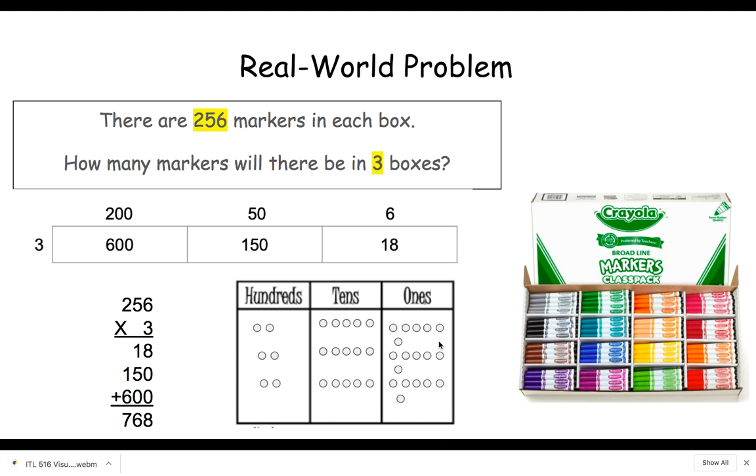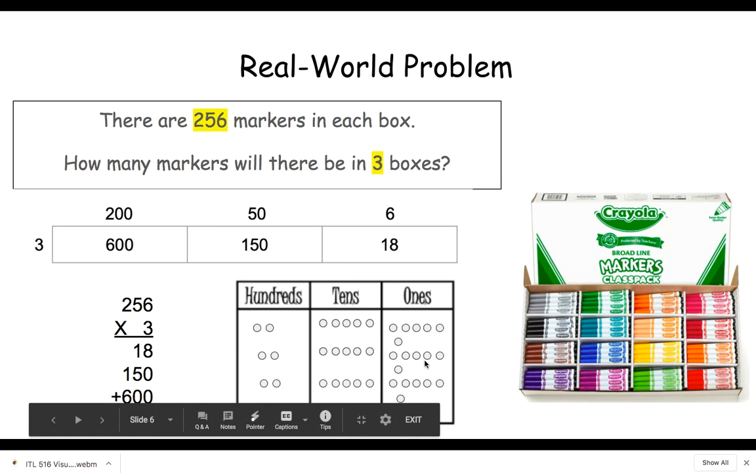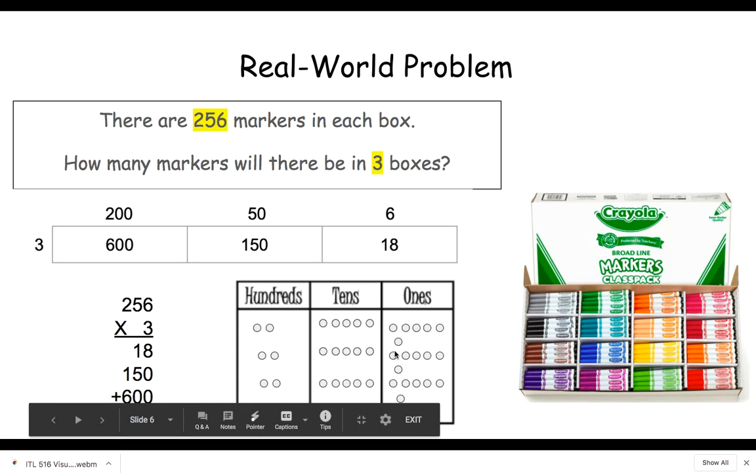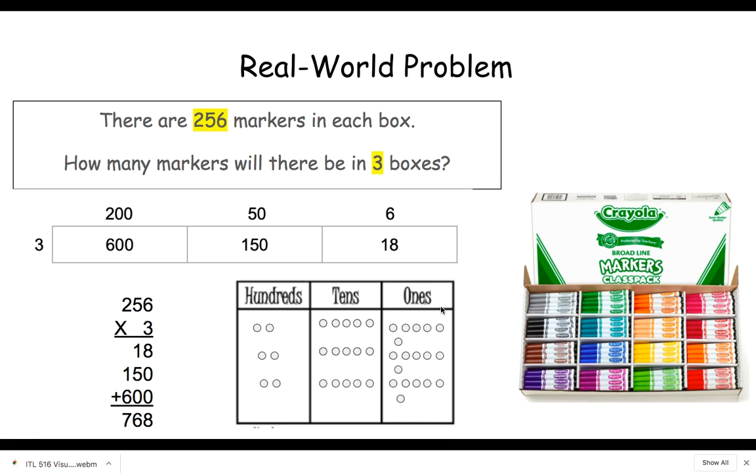Remember to regroup every time you have 10. You need to bundle it up and move it to the left to the next place value chart. So for example, right here, I would have 18 ones. I can regroup 10 and move it over. And then I would have 16, so I would regroup 10 and move it over. So I would be left with 700s. I would have 6 tens and 8 ones. And your total would be 768.